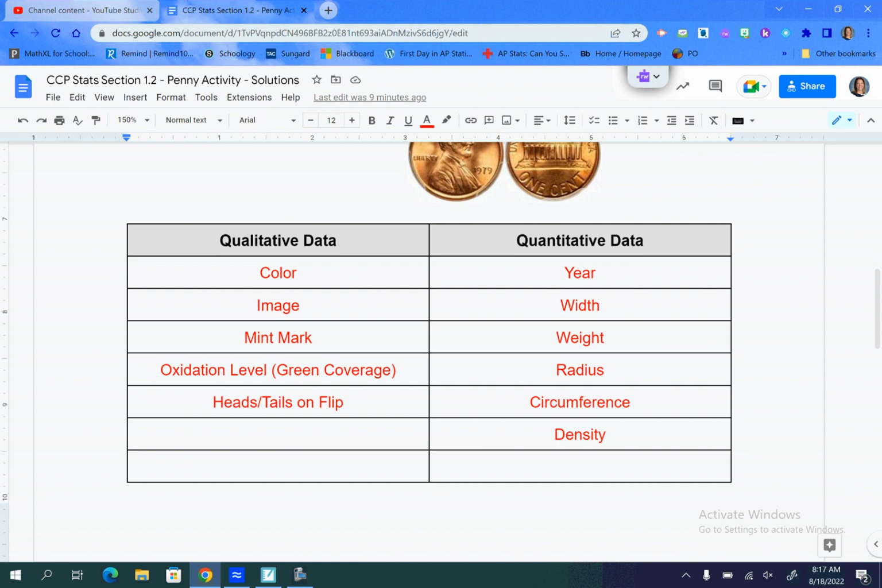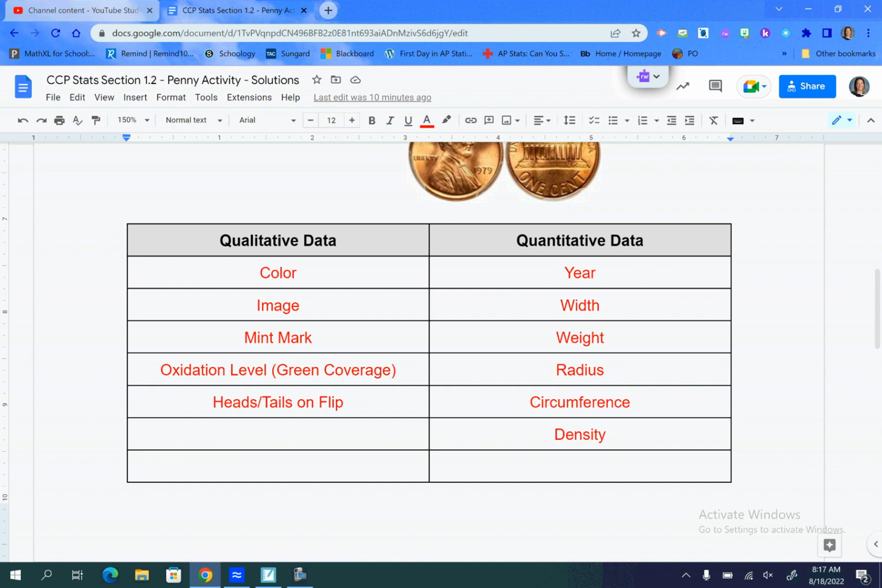But examples of qualitative data you can get from a penny. The color, the image, the mint mark. The mint mark is the letter that is underneath the year on a penny. It just tells you where it's produced at. The oxidation level, which tells you how much green it has on it. You know how they get that coppery to green color as they get older. And then we could also flip a coin and determine if it's heads or tails. That's all qualitative. And then quantitative data, again, is the stuff we can measure.